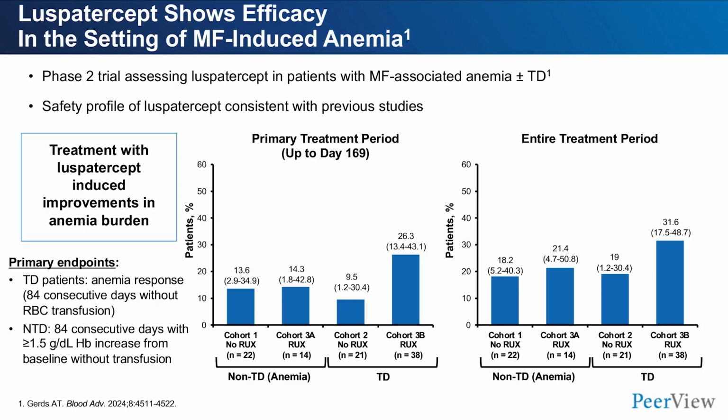We had 4 different arms, 2 arms receiving ruxolitinib and 2 arms in the condition of transfusion dependency. And if you look here, at the primary treatment period, so week 24, we can see that 26% of the patients on ruxolitinib who are transfusion dependent became transfusion independent. 9% of the patients who are transfusion dependent without ruxolitinib became transfusion independent. And if you look at the cohort of patients not transfusion dependent, you can see that around 13% of these patients had an increase of more than 1.5 grams per deciliter of hemoglobin from baseline without transfusion. So the drug demonstrated to be effective as a single agent and in combination with ruxolitinib.